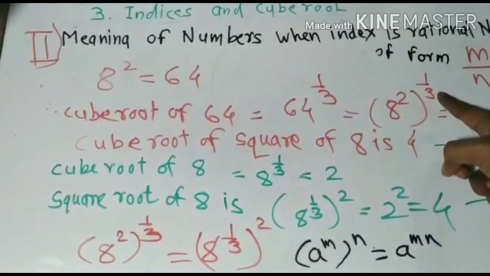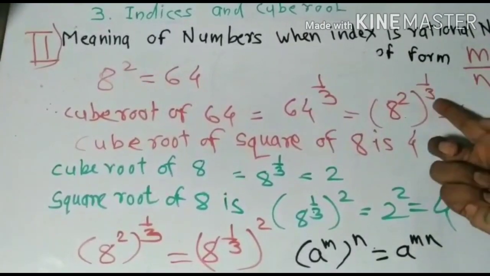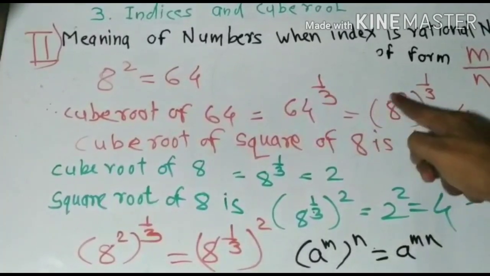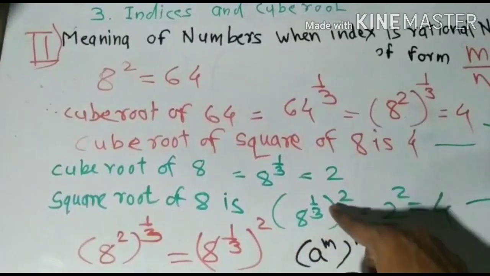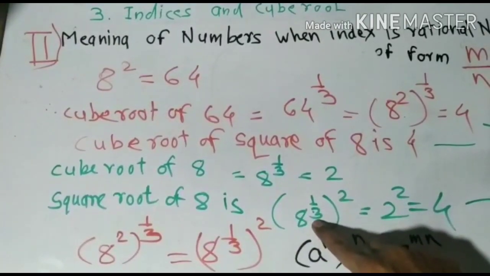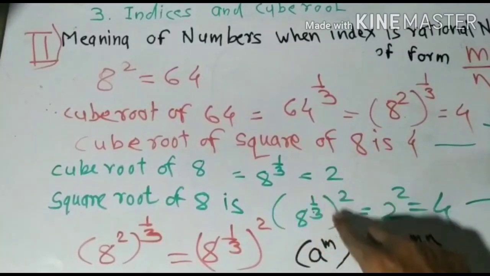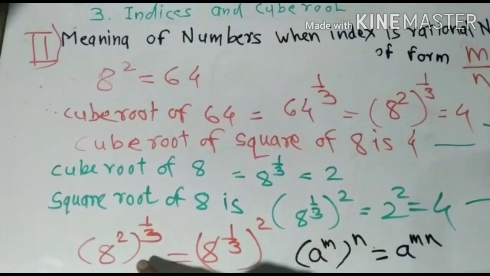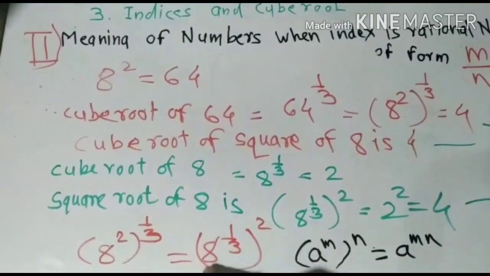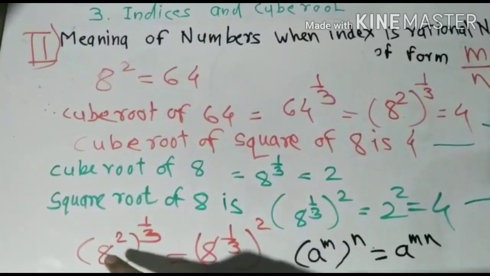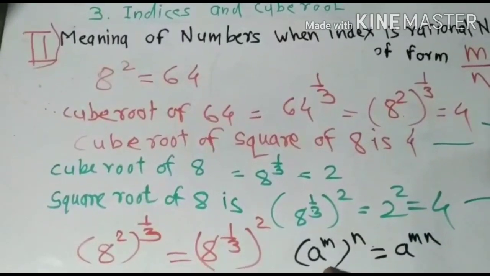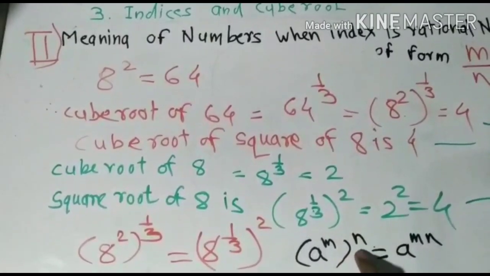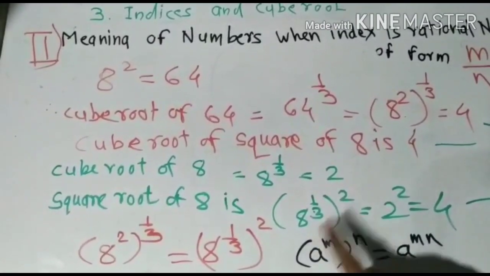Here the 1 upon 3 is outside the bracket, the cube root of the whole number's square. Here, the square of this whole number, and the cube root is on the inner side. These are both the same. If you write it like this, then the square is outside. In accordance with this, we use the rule: a raised to m, outside the bracket, equals a raised to m into n. It is the same.